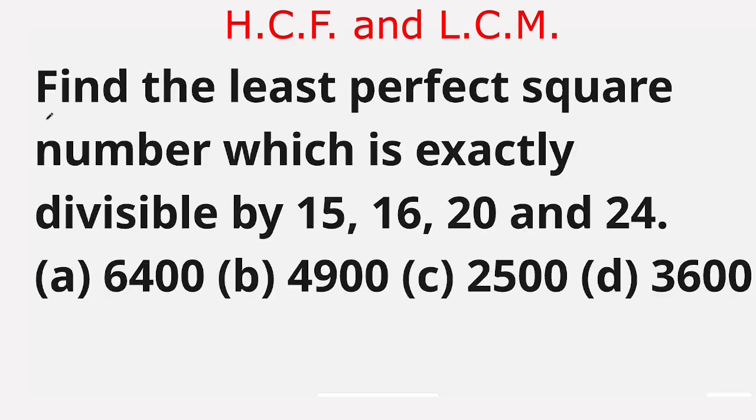Our question is, find the least perfect square number which is exactly divisible by 15, 16, 20 and 24. The given options are option A, 6400, option B, 4900, option C, 2500, option D, 3600.